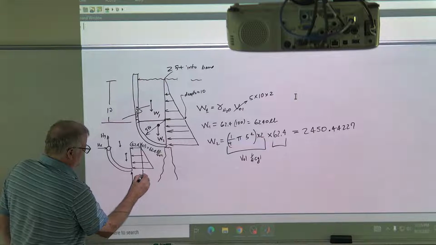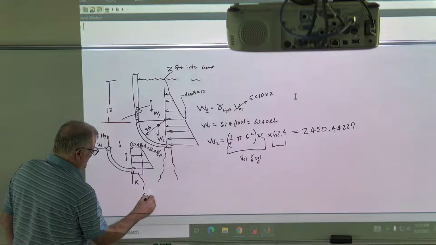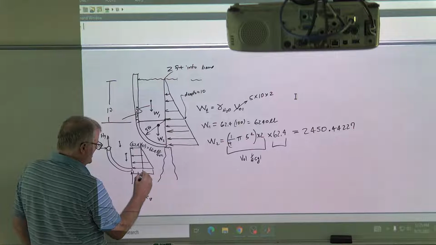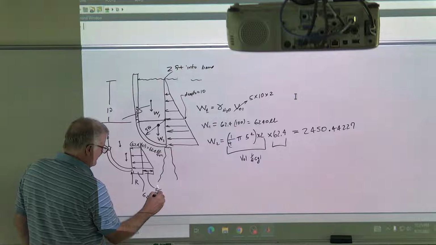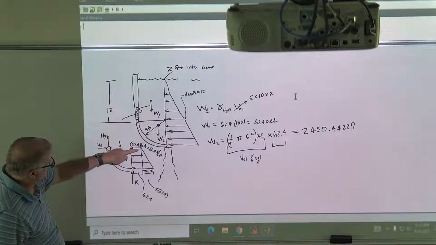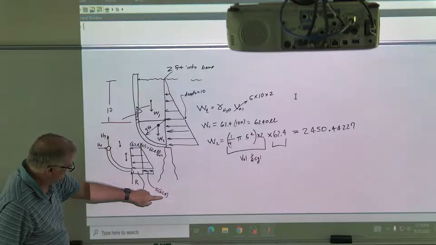Now, this is still 624, but you went 5 more feet down. So this distance from here to here will be 5 times 62.4, because you reach that pressure, you swim down another 5 foot, and that's the additional pressure you felt.